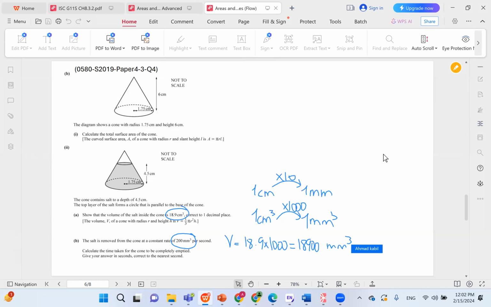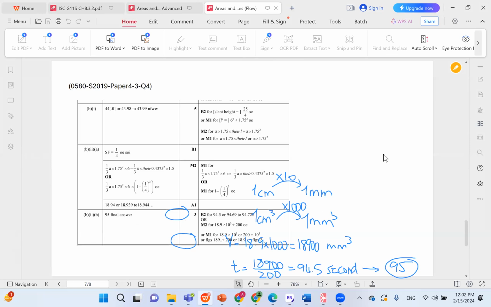Now to get the time, we simply divide 18,900 by the 200. So 18,900 divided by 200 gives us 94.5 seconds. So correct to the nearest second, that would be 95 seconds. Let's check the marking scheme. 95 as a final answer is correct.